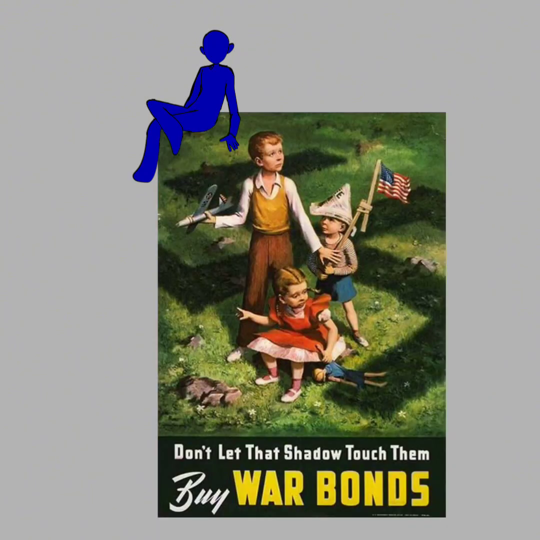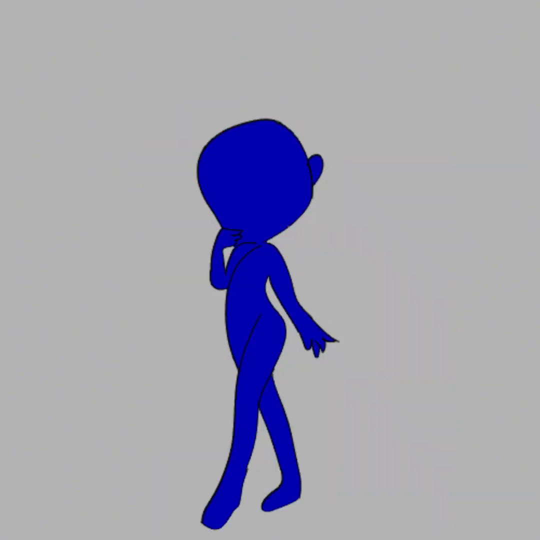Okie dokie. The next poster we have is a war bond poster. This was used to scare adults into buying war bonds to protect the children, because why not use parents' fear of losing their child to help fund a bloody conflict that is heavily targeted at civilians? You okay? Yep. Moving on.